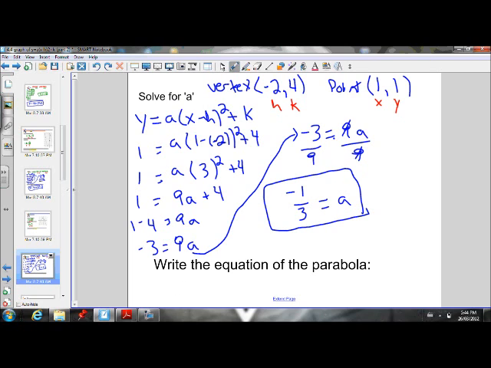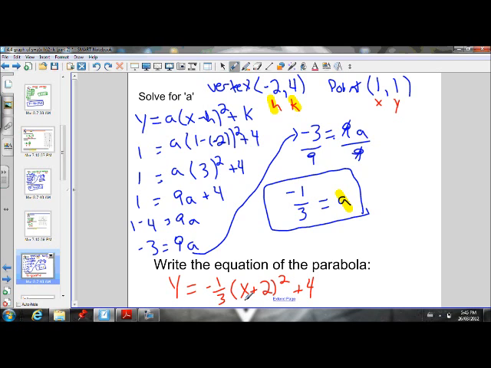So if we want to write the equation of the parabola, we remember that what we plug in is the a, h, and k values. We don't plug in x and y because those stand for any point on the parabola. It's a general formula, so we don't plug in values for x and y when we write the final equation. We just plug in a, h, and k values. So our equation for the parabola is y equals -1/3 (x minus -2, which is plus 2) squared plus k, which is 4. And there's our final answer. Awesome.